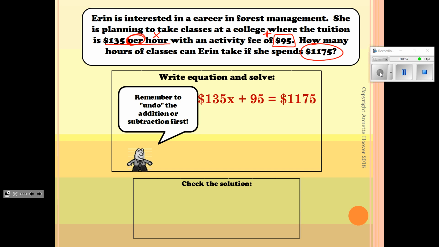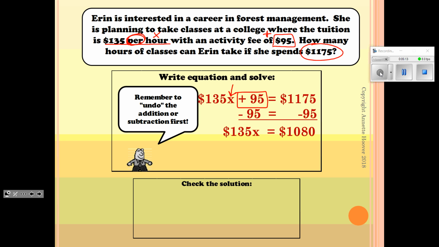Now to solve again, we locate where the variable is. We're looking for x right here. We're going to move what's not attached to it first. So we're going to subtract 95 on both sides of the equation first. And that is going to give us 1,080 left on the right side of the equation.